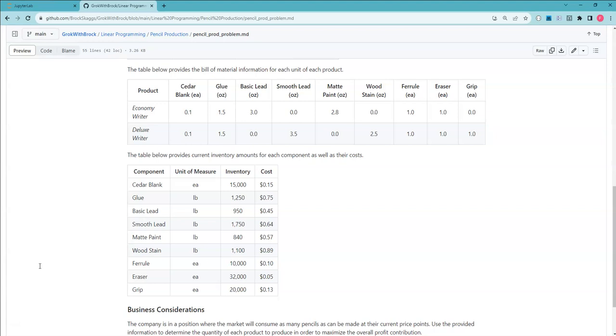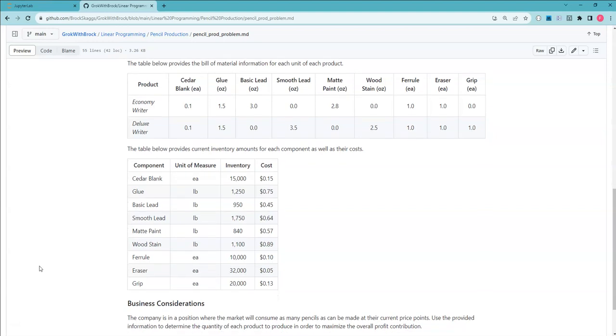So now that we know what every one of these products is made of, we also need to look at the overall inventory we have of each of these components, and that's this second table. For instance, for the cedar blanks, we have 15,000 instances of the cedar blanks, and each instance costs 15 cents.